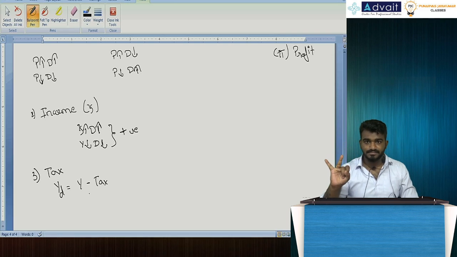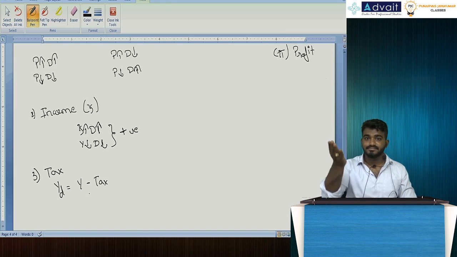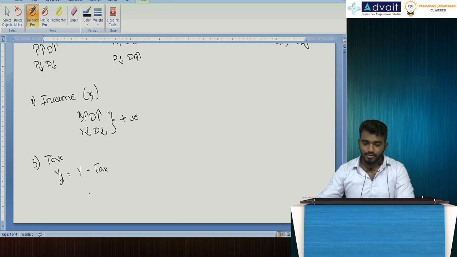Now, sir, the first point was price. Second point was, whenever income increases, demand increases. Whenever income decreases, demand decreases. Whenever tax rates are high, demand will decrease. Whenever tax rates are less, demand will increase. Superb. So we have discussed the three determinants. Now, the fourth determinant.